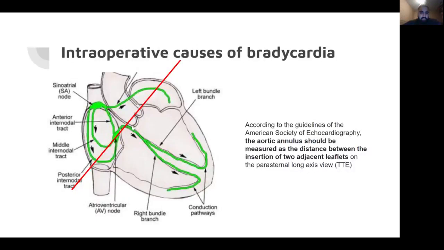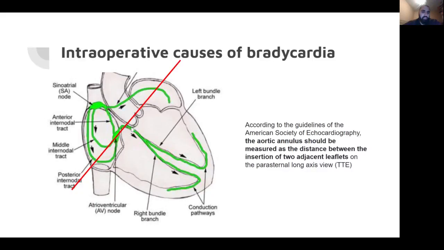So this is the aorta, and this plane here is the aortic annulus, and these are the aortic cusps. So when you do the operation, you essentially resect these cusps out, and then you place stitches through the aortic wall at the level of the annulus.